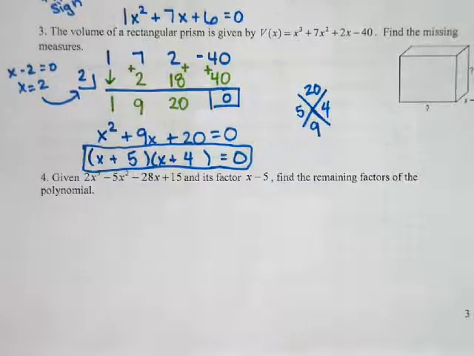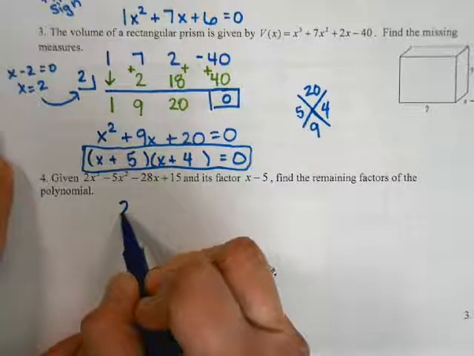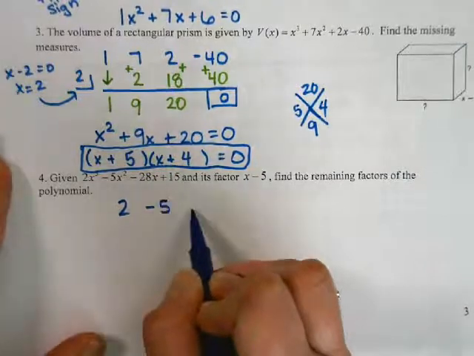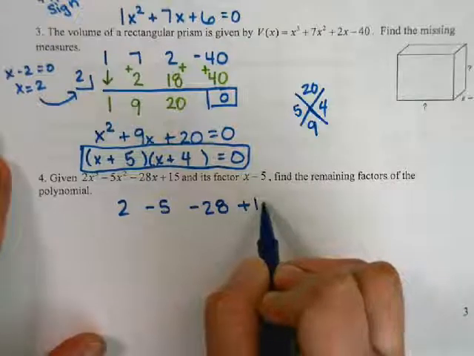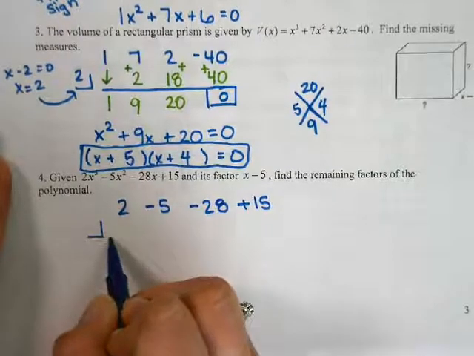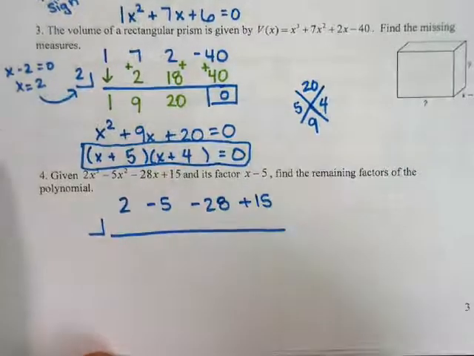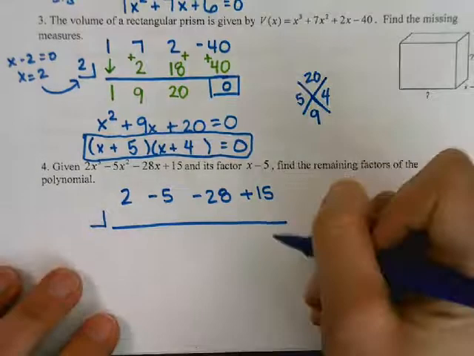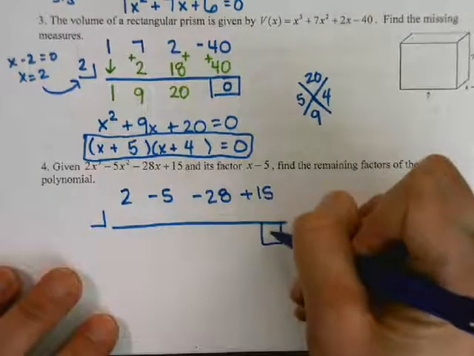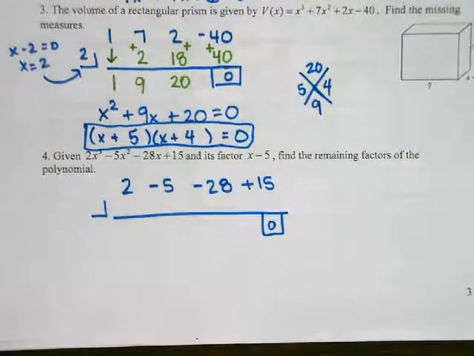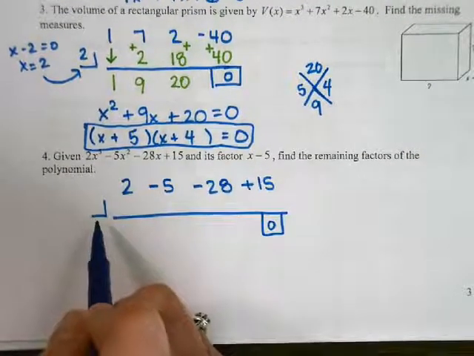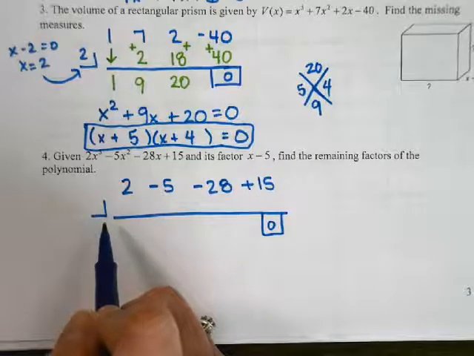Okay, do I need a placeholder? No. Alright, so I have 2, negative 5, negative 28, positive 15. Guess I don't really need that positive there. Should end up with 0 in our remainder box. What goes in my box on the left? Positive 5.